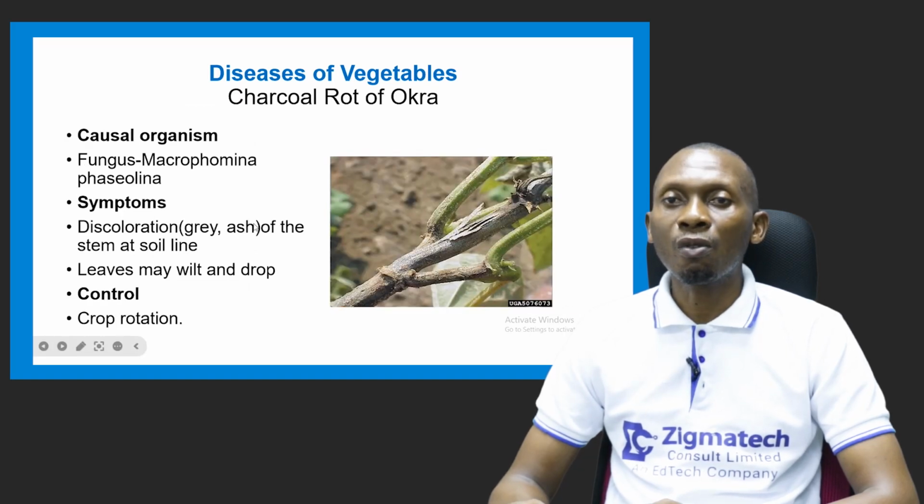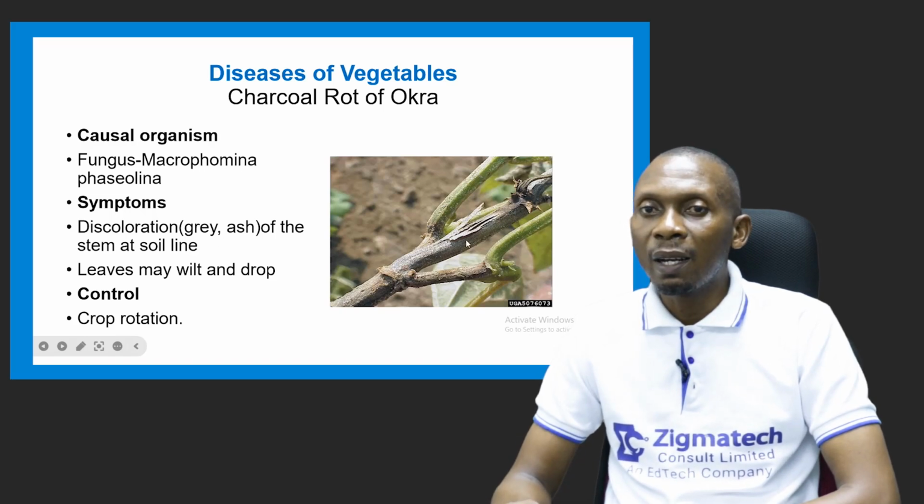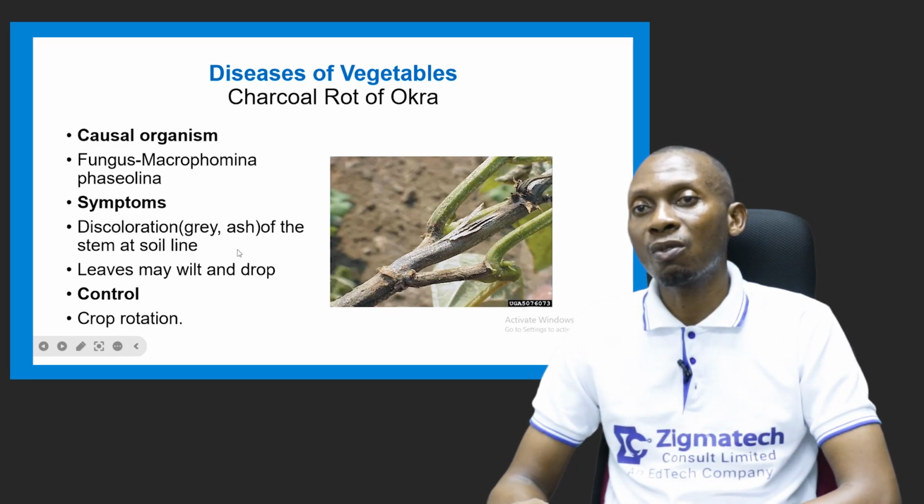Charcoal rot of okra is a fungal disease, Macrophomina phaseolina. And here there's discoloration, gray ash, if you look at this, of the stem at the soil line; the leaves may wilt and drop. And how is it controlled? By practicing crop rotation.